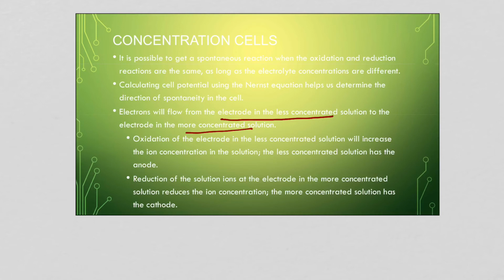And so if our cathode was more concentrated, we saw more voltage. If our anode was more concentrated, we would see less voltage than standard state. So if this is the case, we're going to see oxidation of the less concentrated electrode, and we're going to see reduction of the electrode in the more concentrated solution.